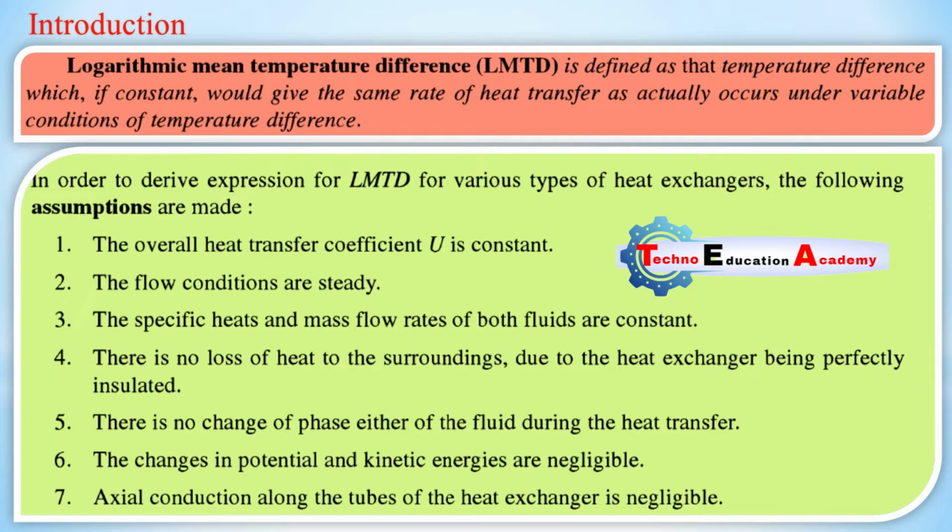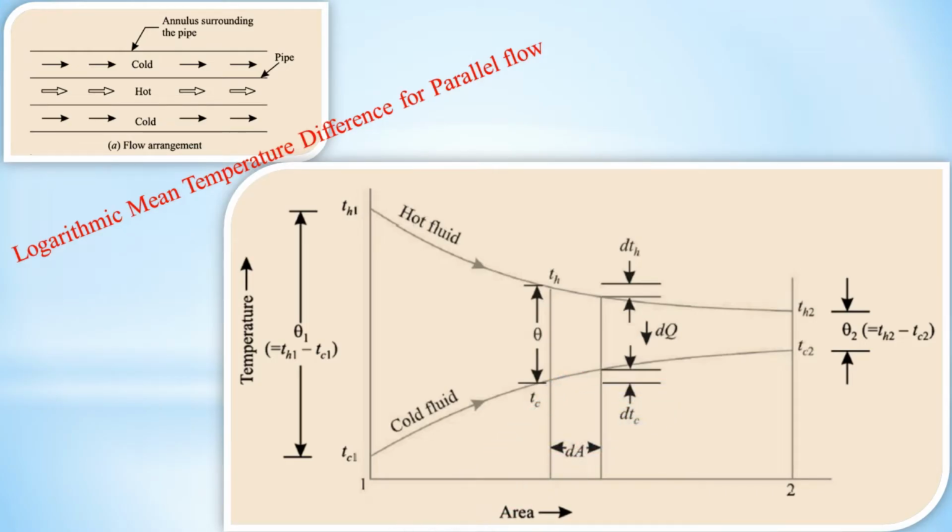The fifth assumption is that there is no change of phase of either fluid during the heat transfer. The sixth is that the changes in potential and kinetic energy are negligible, and the seventh assumption is that axial conduction along the tubes of the heat exchanger is negligible.